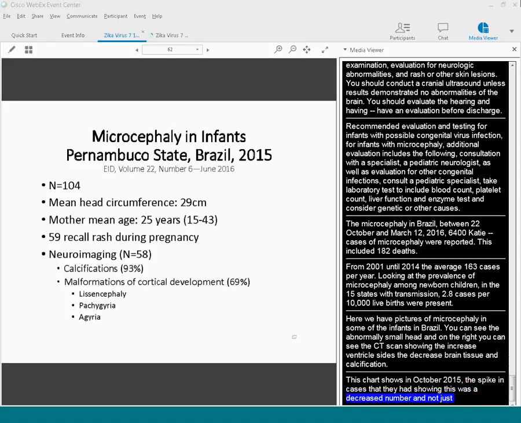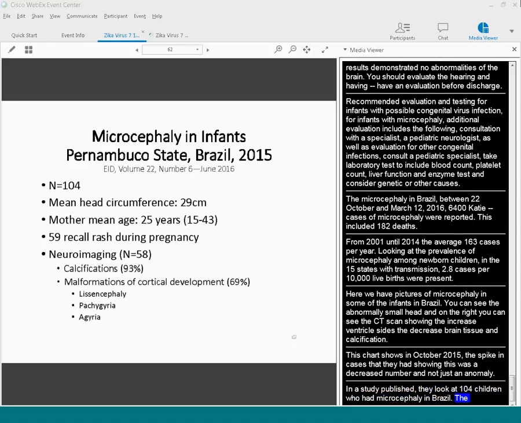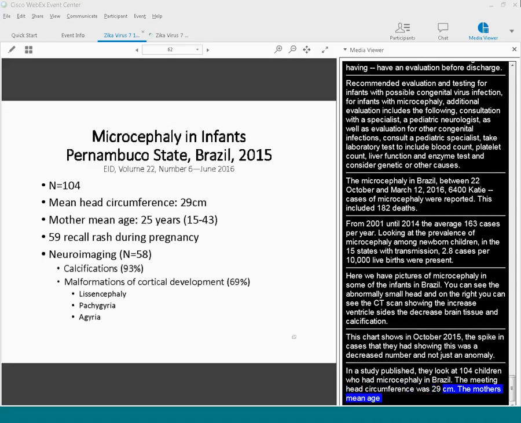In a study published in Emerging Infectious Diseases, they looked at 104 children who had microcephaly in Brazil. The mean head circumference was 29 centimeters. They looked at mothers' mean age and found it to be 25 years with a range of 15 to 43, so maternal age was not a factor in this. 59 of the women recalled rash during pregnancy.